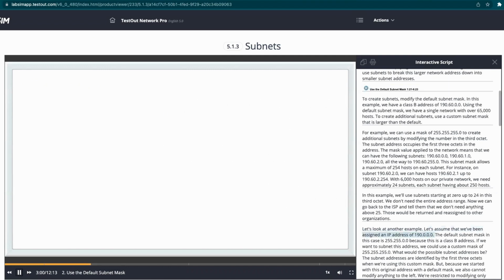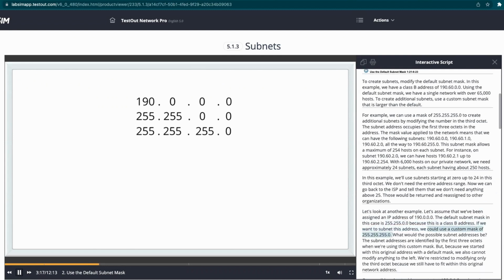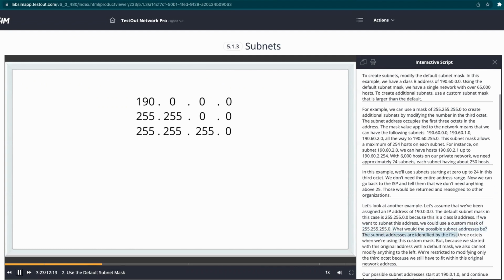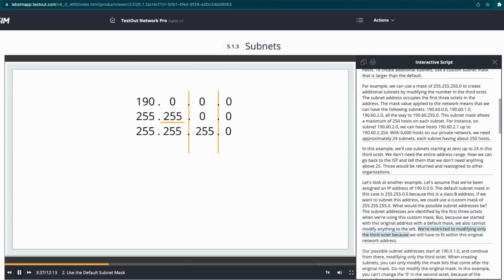Let's assume that we've been assigned an IP address of 190.0.0.0. The default subnet mask in this case is 255.255.0.0 because this is a Class B address. If we want to subnet this address, we could use a custom mask of 255.255.255.0. What would the possible subnet addresses be? The subnet addresses are identified by the first 3 octets when we're using this custom mask. But because we started with this original address with a default mask, we also cannot modify anything to the left. We're restricted to modifying only the third octet because we still have to fit within this original network address.